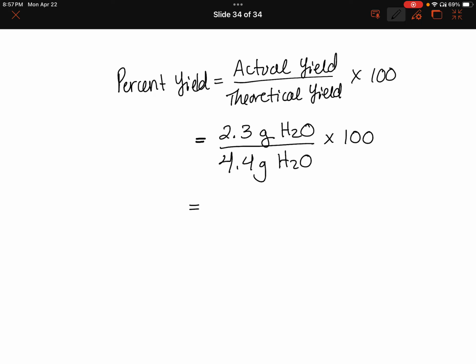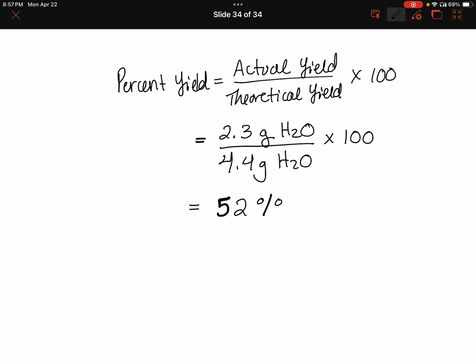So I got 52% as my yield, which sounds awful, right? That's only half of what we theoretically could have made. But again, in chemistry, that's actually not a bad number. That's actually pretty good. So it's all relative, right?